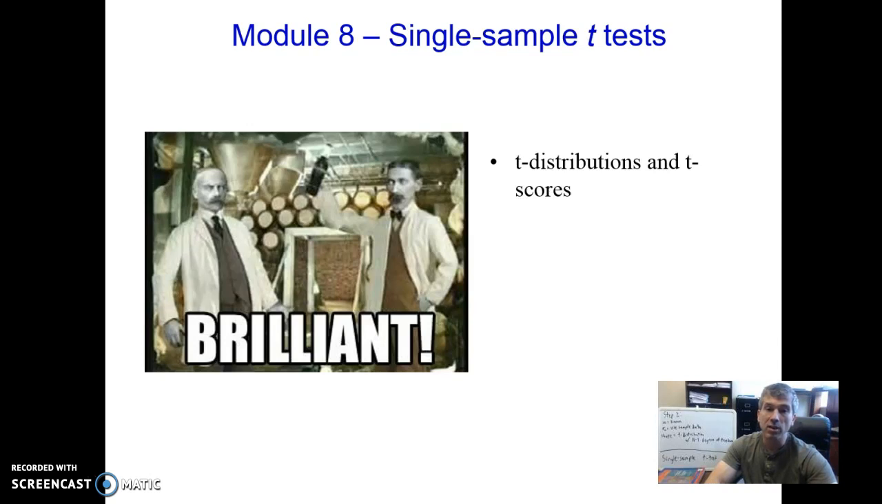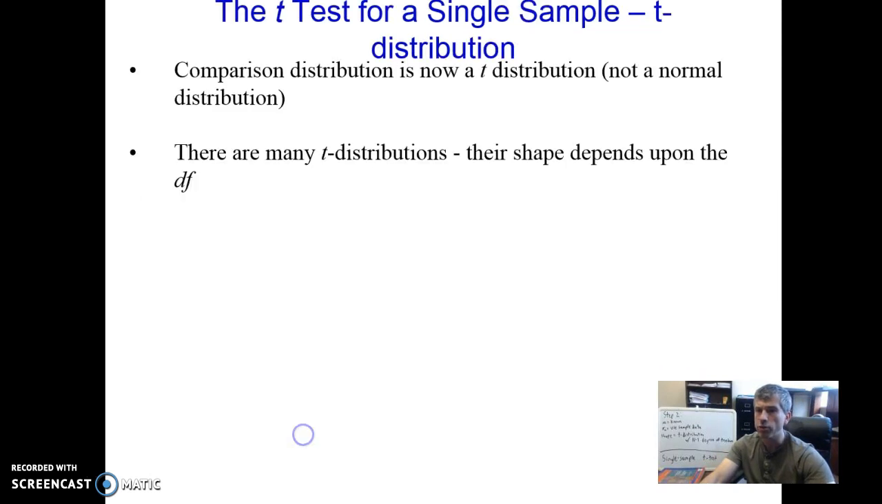The third piece is going to be a focus today, which is the shape of that comparison distribution. With our z-test, it was just a normal curve. That's all you had to say about it. Here we see there's a little bit more to it. Our shape now changes to what's called a t-distribution, and we also have to identify how many degrees of freedom it has. So our comparison distribution is a t-distribution.